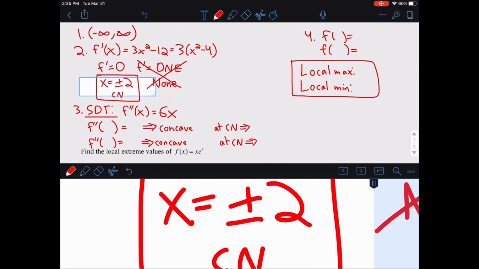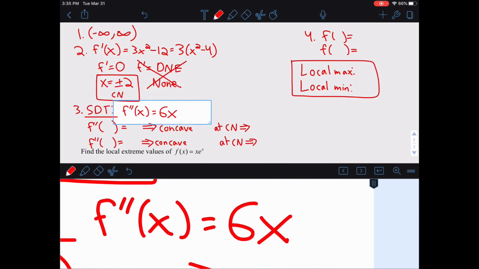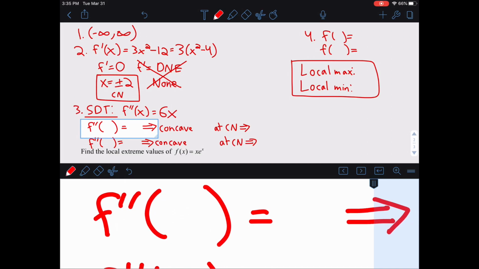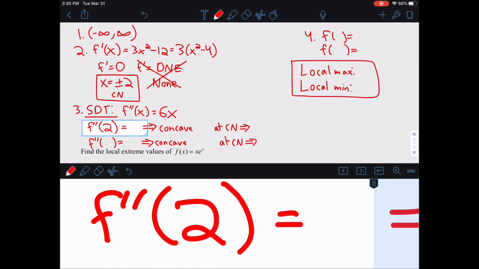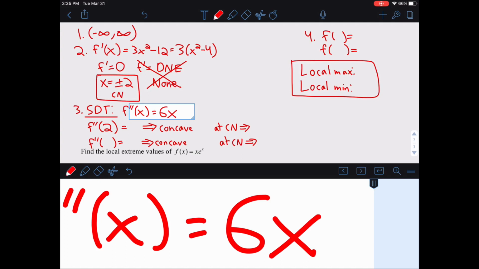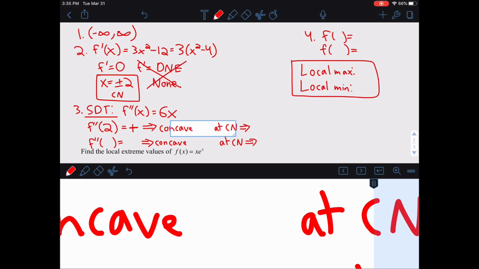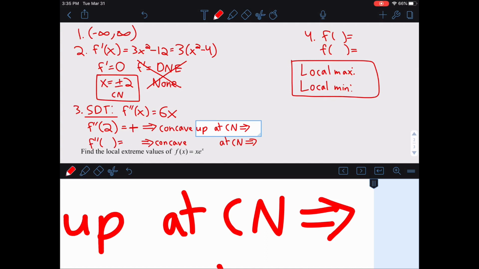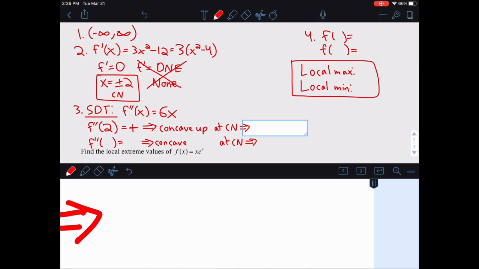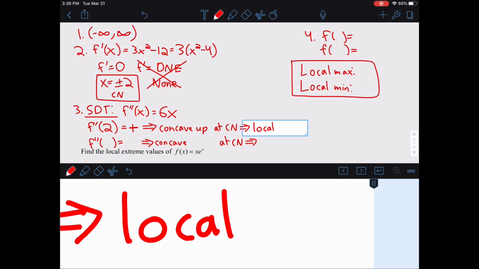And now I'm going to take my 2 critical numbers and plug them into my second derivative. So f double prime of 2. If I take 2 and plug it into 6x, ultimately I don't really care about what the value of this is. What I care about is that I know it's definitely going to be positive. And this tells me that my function f is concave up at a critical number. And so if f is concave up at a critical number, the second derivative test tells me that there is a local minimum at that x value.